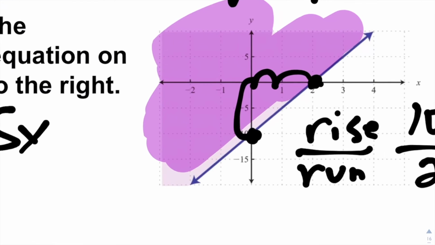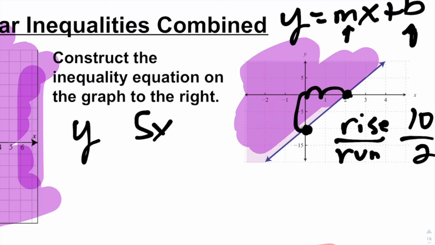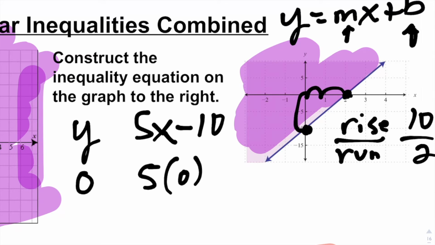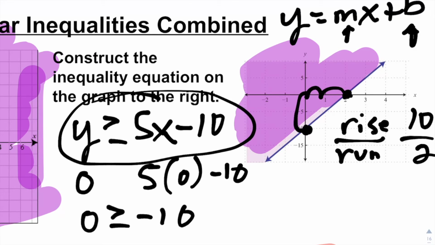And then let's come over here and examine. Right here at -10, that's my y-intercept. My b value right here is going to be -10. So now I just have to figure out what symbol I'm using. It's a solid line, so I'm for sure using the symbol with a line under it. But which way does it go? Since 0, 0 is above this line, if I plug 0 in here and 0 in here, I get 0 and then -10. So I know my symbol needs to go that way because 0 is greater than or equal to -10. So this would be the equation that I constructed for that line.